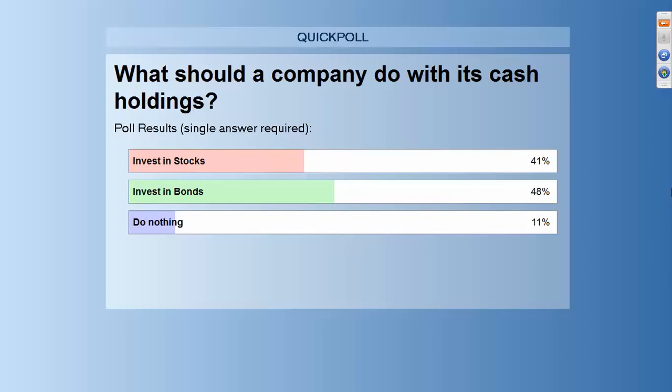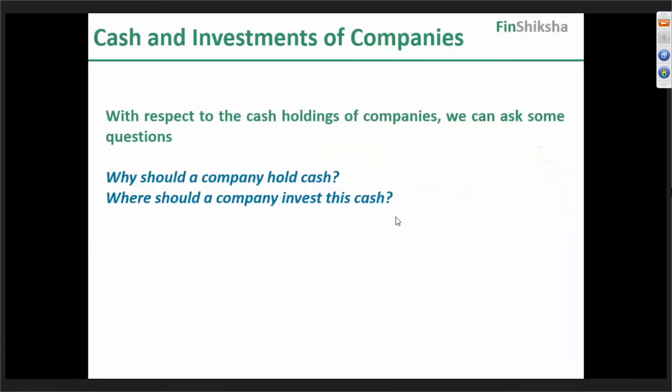And let's look at the answers that we have. About half of us believe that it should be invested in bonds. Just about 40% believe it should be invested in stocks, and some of us believe we should do nothing with the cash. It should be there in the current account of a company, or maybe we shouldn't hold cash at all in that context, right?